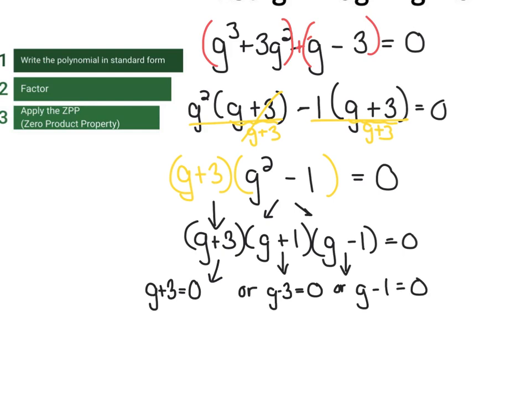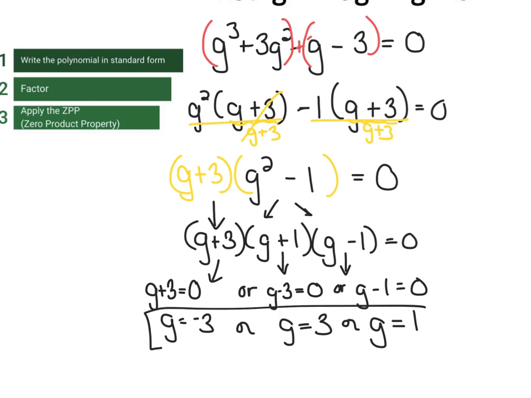So g plus 3 equals 0 gives me g equals -3. Then I get positive 3 because I add 3 to both sides. Let me fix that. It should be g equals 3 or g equals 1. So 3 solutions.